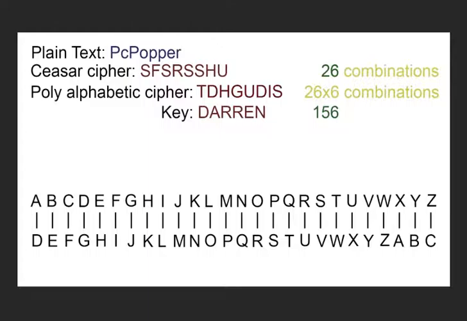Finally, they came up with a one-time pad. This was developed by Frank Miller in 1882. It's commonly attributed to a patent in 1919 by Gilbert Vernam. However, that was a patent for the XOR one-time pad.